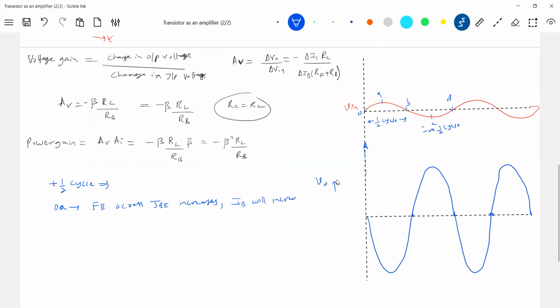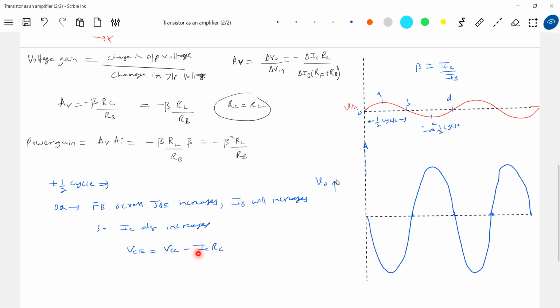IB will increase. Then we know beta equals IC by IB. If the base current increases and beta is constant, the collector current should also increase. So IC also increases. Next we have the equation VC equals VCC minus ICRC. If IC increases, with VCC constant and RC constant, what should happen to VC? It should decrease, no?